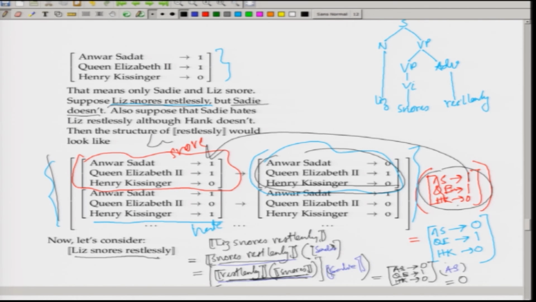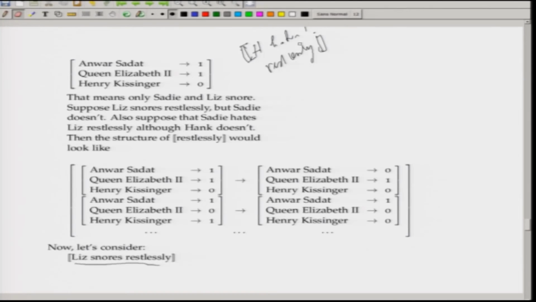This is done. We will consider, say, Hank hates Liz restlessly. We will consider this sentence now. So this is our next sentence, that is Hank hates Liz restlessly. First, the generation of this sentence, and it will look like something like this.